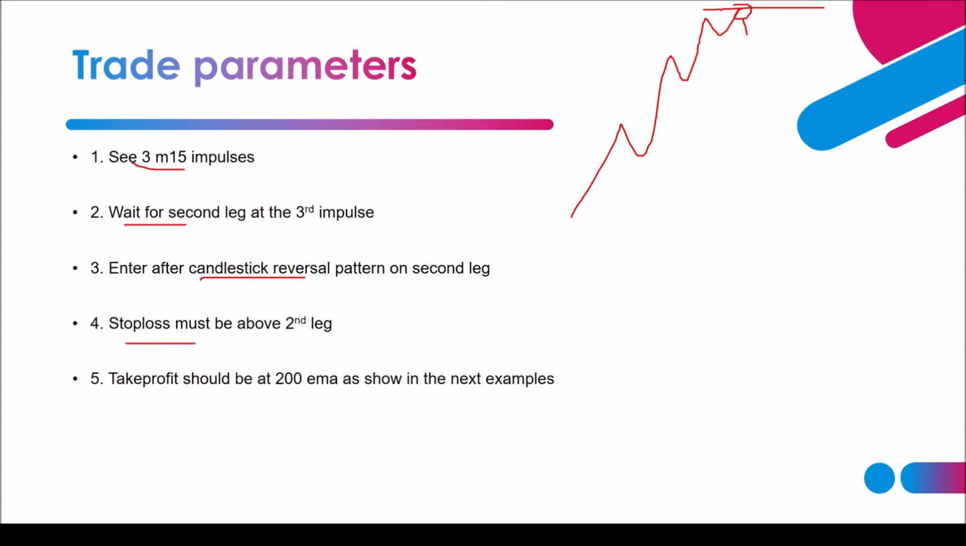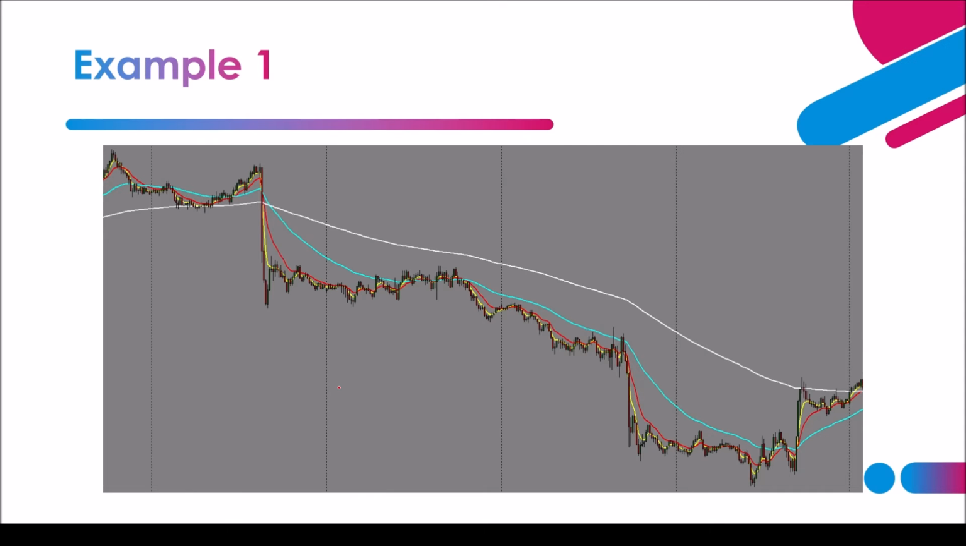So we just add the spread for that particular pair to the distance above the second leg. Then take profit should be at the 200 EMA. This brings me to the third indicator that we are going to require, which is the 200 exponential moving average applied to close. So it should be at that zone. So here is our first example. In this case, this blue one is the 50, this red one is the 13 EMA, and this is the 200 EMA.